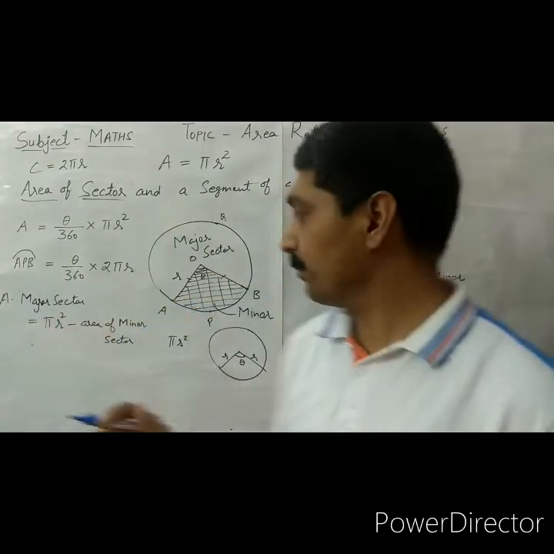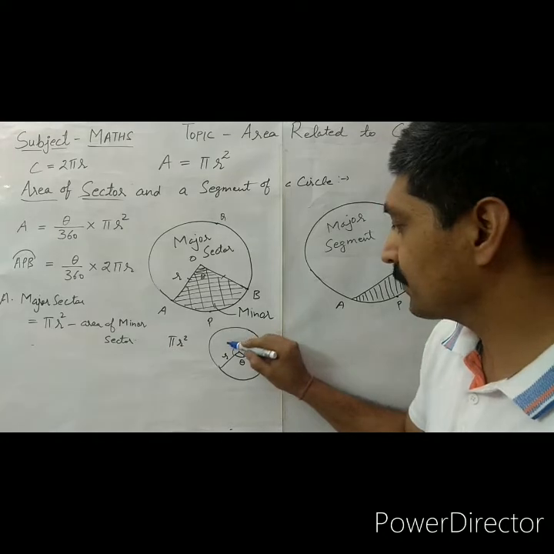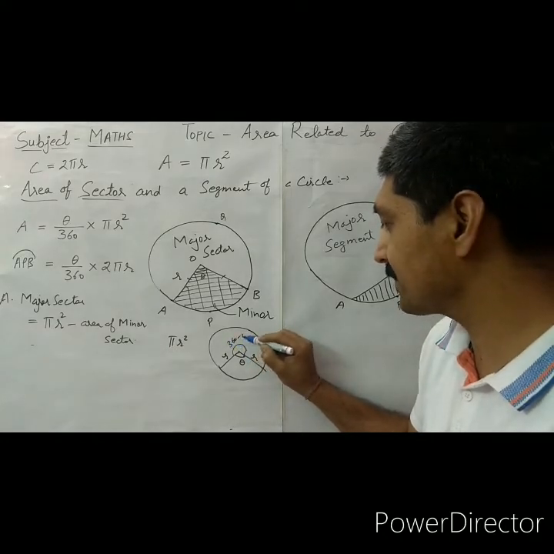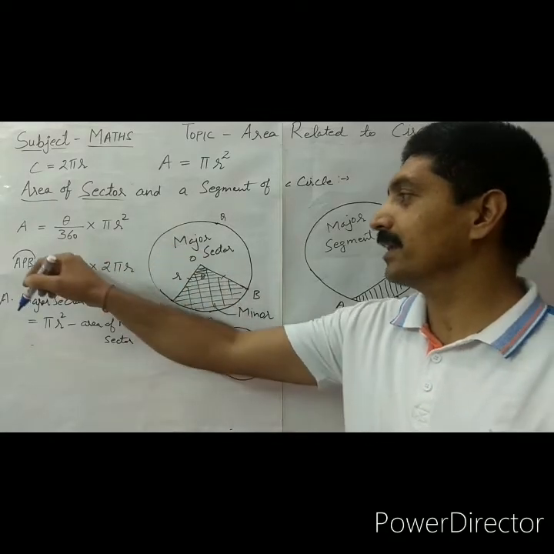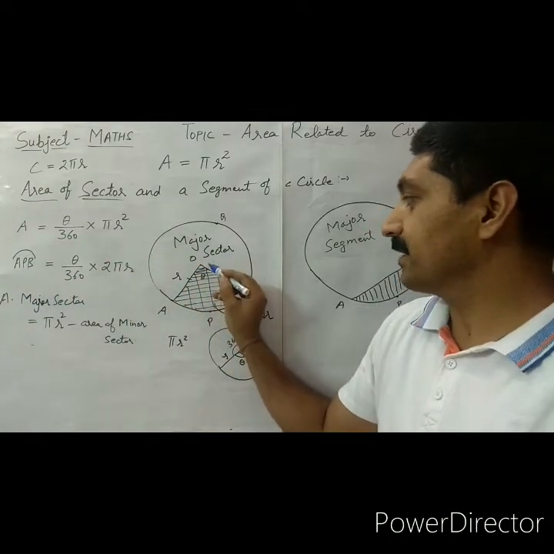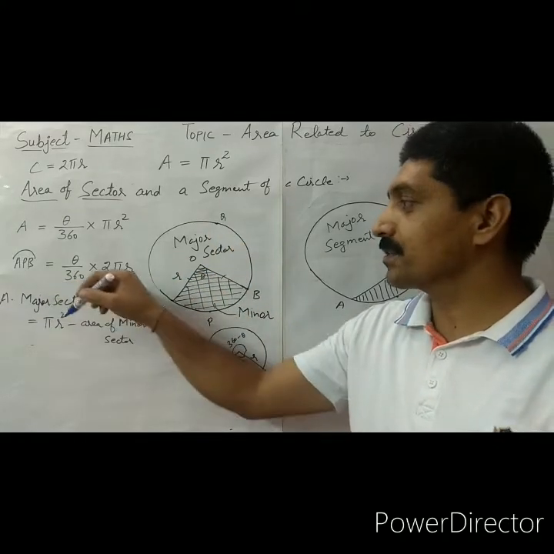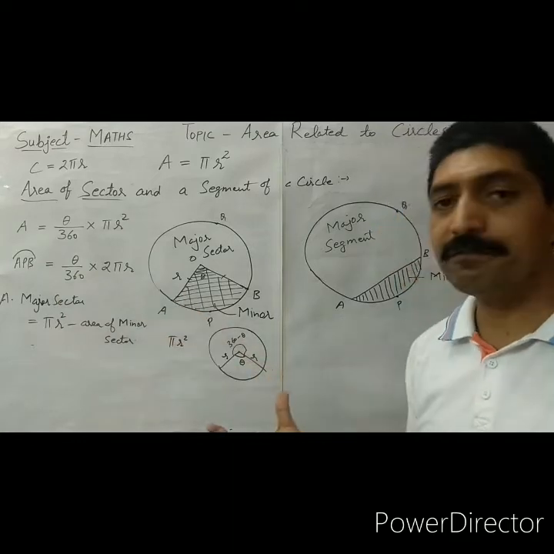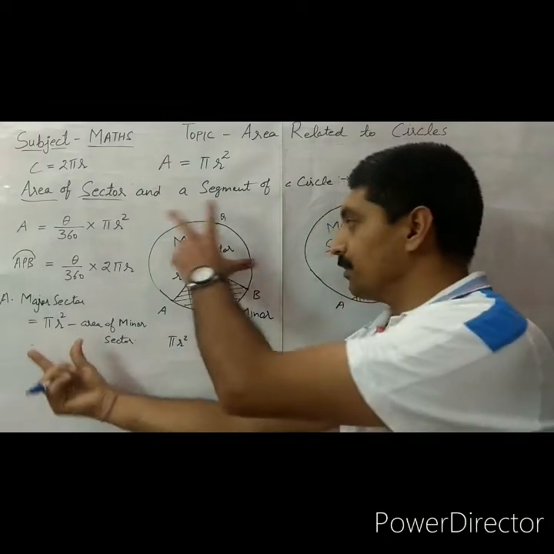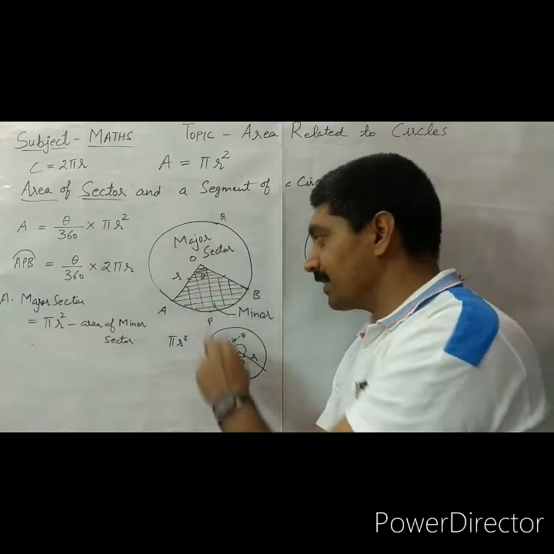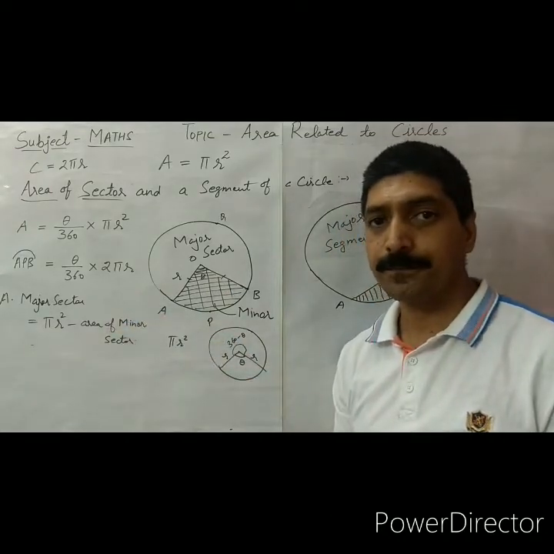So here it is very important: if this angle is theta, then the remaining angle is 360 minus theta. We can apply the direct formula for the major sector also, that is, the complete angle AOB, the reflex angle, upon 360 into 2 pi r. In any method we can find it. We can also find the area of the major sector as the area of a complete circle minus the area of this shaded portion, that is, the minor sector.